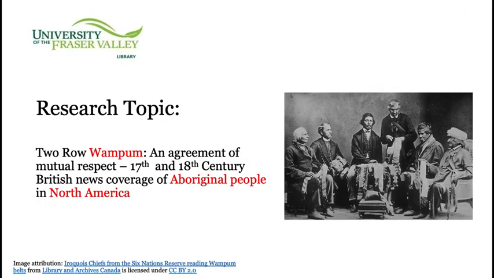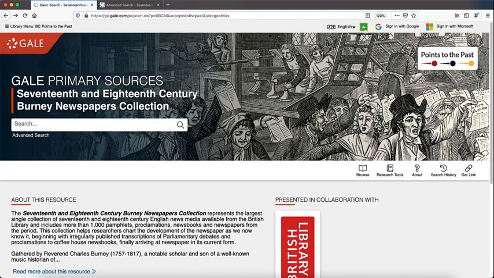Here is my research topic, Two Row Wampum, an agreement of mutual respect, 17th and 18th century British news coverage of Aboriginal people in North America. The Burney Newspapers Collection is perfect for my research topic. Its scope coincides with the time span of my research question. Here is the database, and here is my search box.